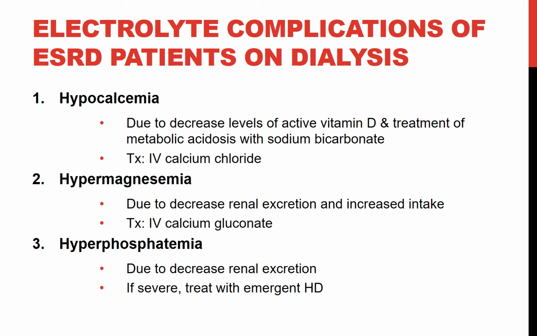Mild to moderate hypermagnesemia is frequently found in patients due to decreased renal excretion, but also from increased intake of magnesium-containing products such as laxatives, enemas, and antacids. It is treated with IV calcium gluconate. Hyperphosphatemia is due to decreased renal excretion, and if severe enough, emergency hemodialysis is the treatment of choice.